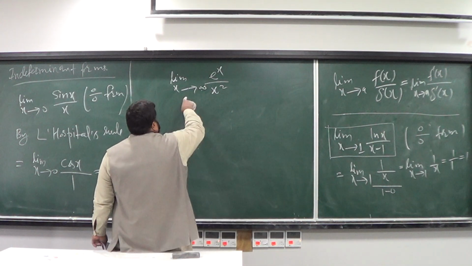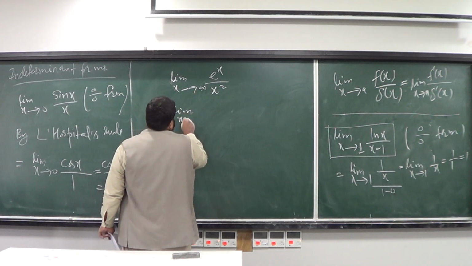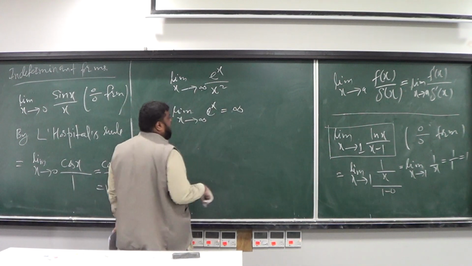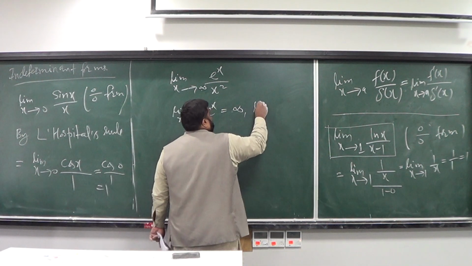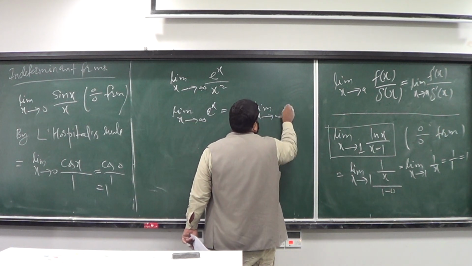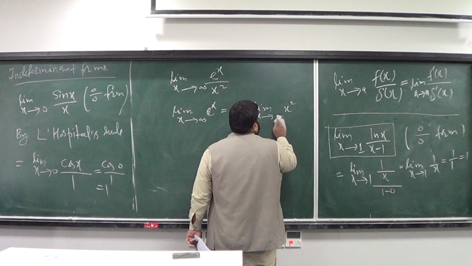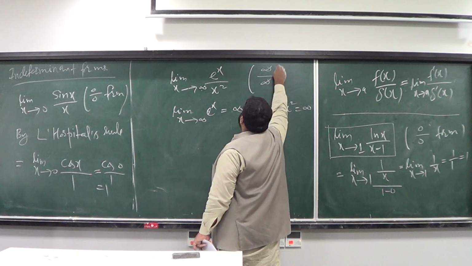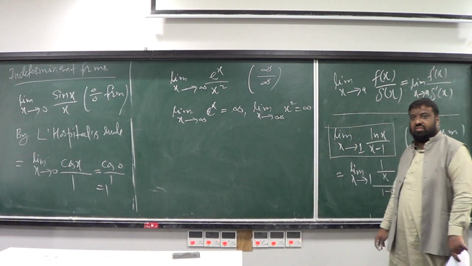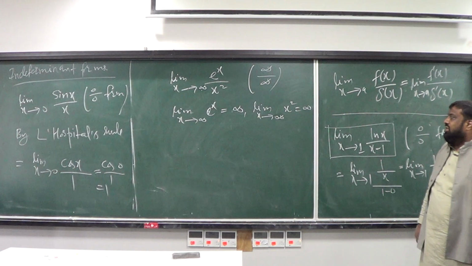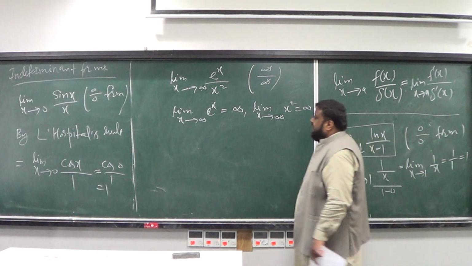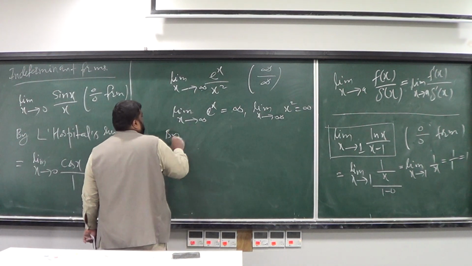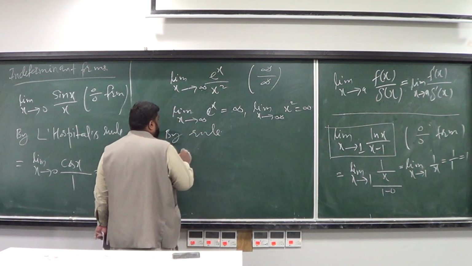Now I know that the limit as x goes to infinity of e to the x would be equal to infinity. And if I compute the limit as x goes to infinity of x square, this would be again infinity as well. So this is like an infinity by infinity form. So how to compute it? By L'Hopital rule, how can you compute this?